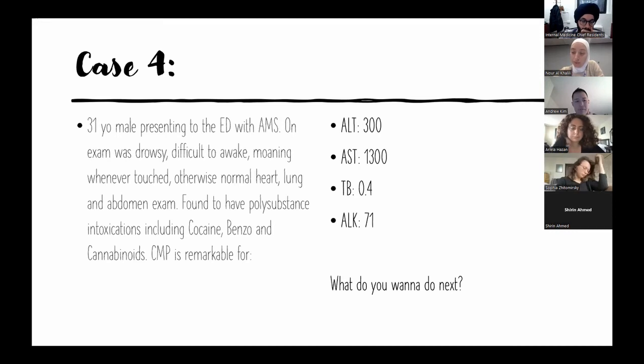And I guess since we can't really get much of a history from this guy, the AST can be elevated from a non-hepatic source. So things like CK and a troponin may help clarify that. I would start with those.